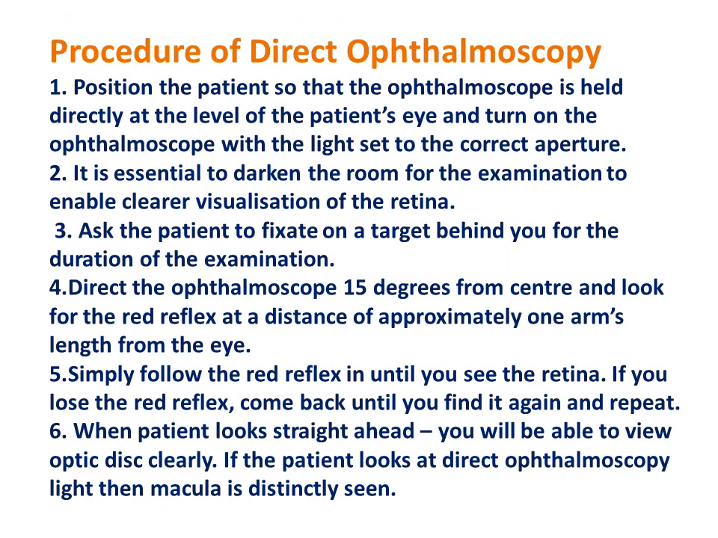Now I'll describe the procedure of direct ophthalmoscopy. First thing is to position the patient, of course, in an erect position, in a sitting posture. Position the patient so that the ophthalmoscope is held directly at the level of the patient's eye, and turn on the ophthalmoscope with the lights set to the correct aperture. The apertures I'll describe on a later slide.